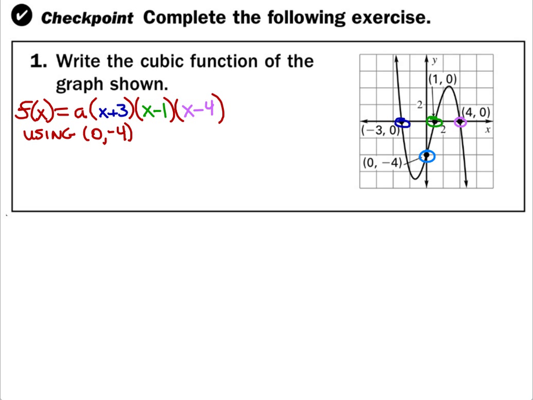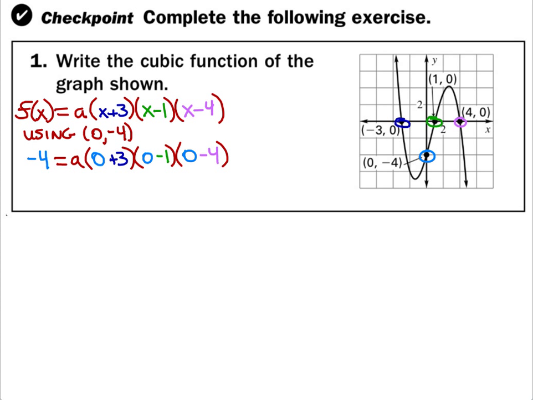And we can take -4, substitute that in for the y value, or the actual function value. Still don't know what a is, but instead of x, it's 0 plus 3 in the first factor. Instead of x, it's 0 minus 1 in the second factor. And instead of x, it's 0 minus 4 in the third factor.